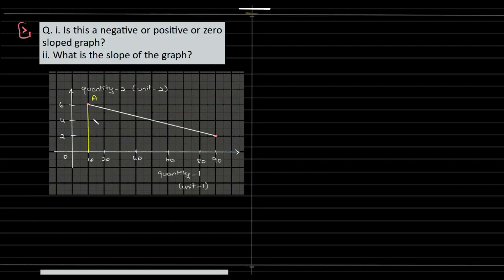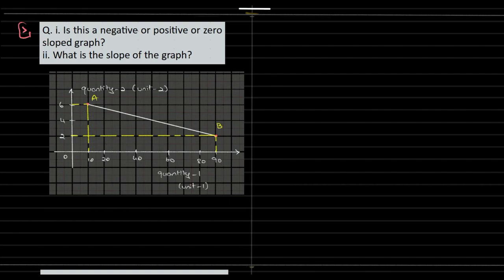The projection of point A onto x axis is at 10. And the projection of point A along the y axis is 6. The same thing should be done at the other end. The projection of B onto the x axis is 90 and onto y axis is 2. And this is our dotted line. Always try to make it dotted line so it looks neat, right?